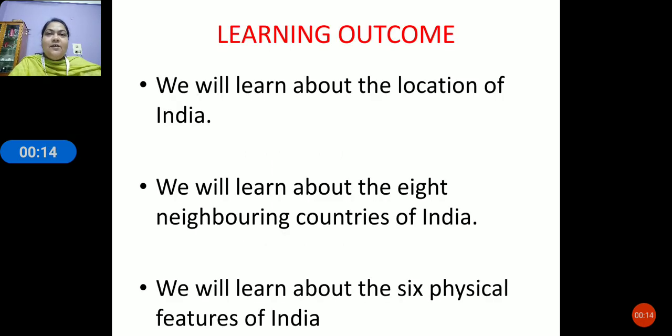So let us start. What will be the learning outcome? We will learn about the location of India, that means where India is located. We will learn about the 8 neighboring countries of India. Then we will learn about the 6 physical features of India. These are the learning objectives of this lesson.